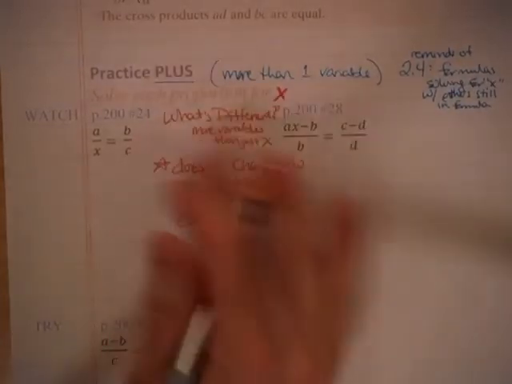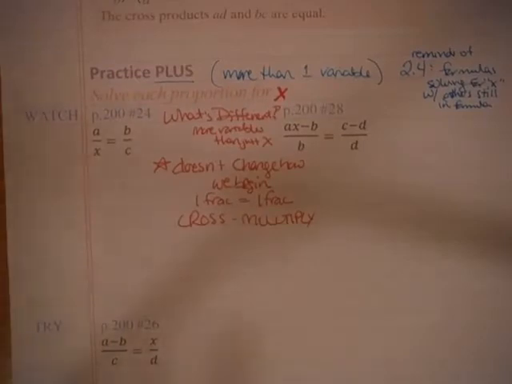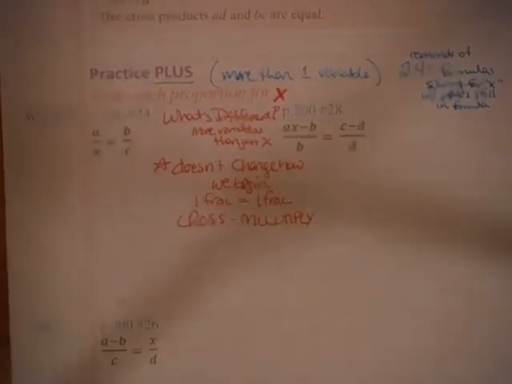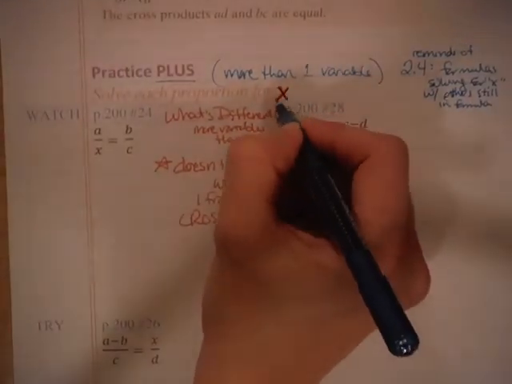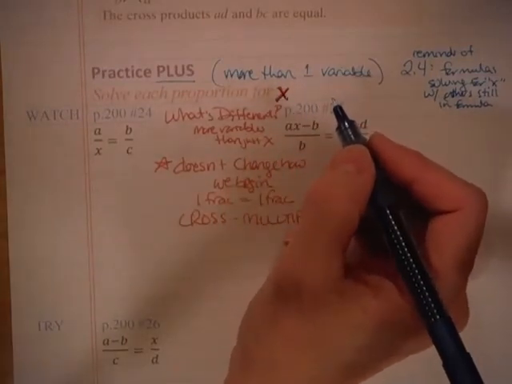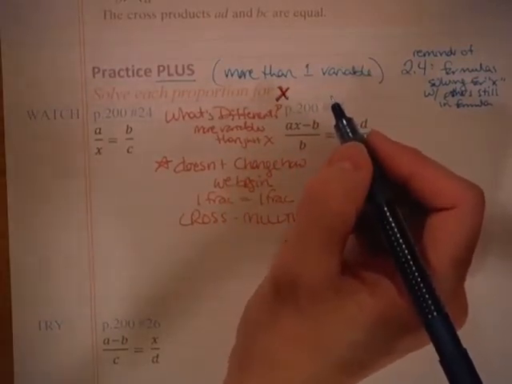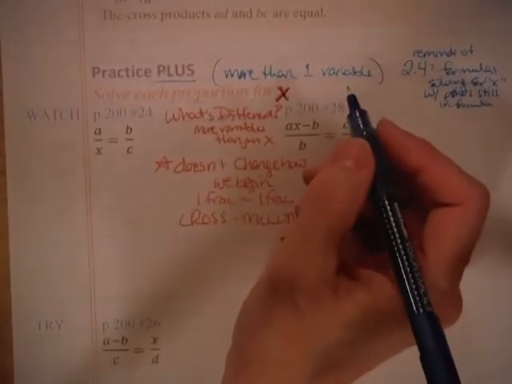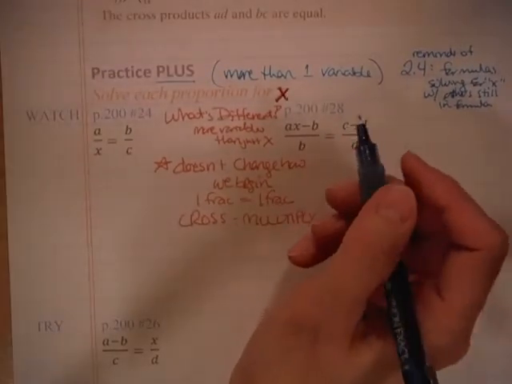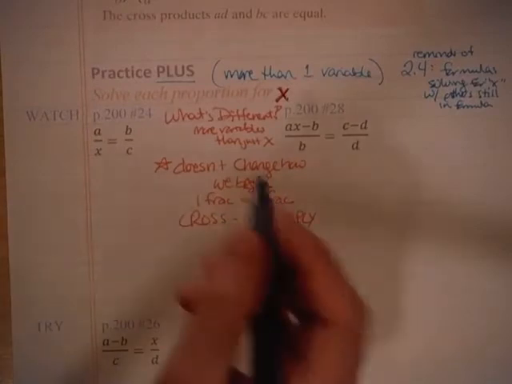After that, we'll look at what we've got and then realize we just follow our steps for solving, except we're going to be solving for one of the variables and treating the others as if they were numbers to the extent that we can move them around and get them to the other side of the equation, get x by itself. Okay, so let's start with the cross multiplication here.